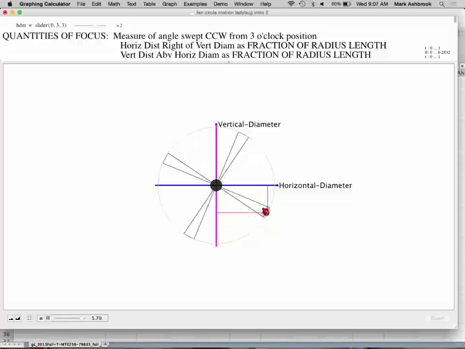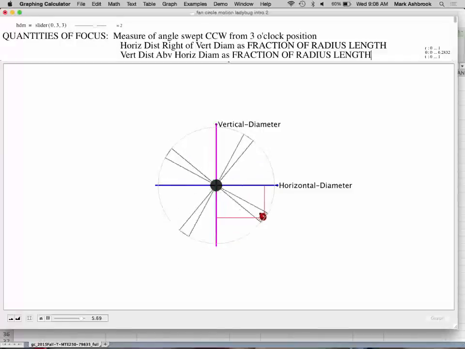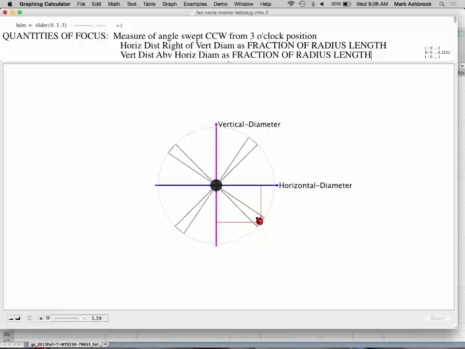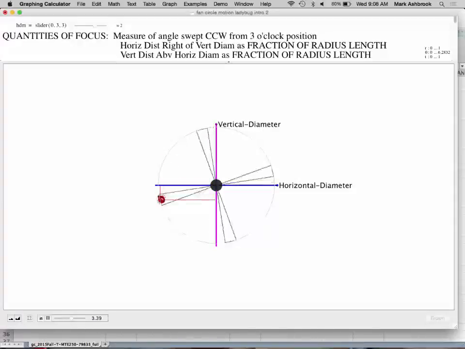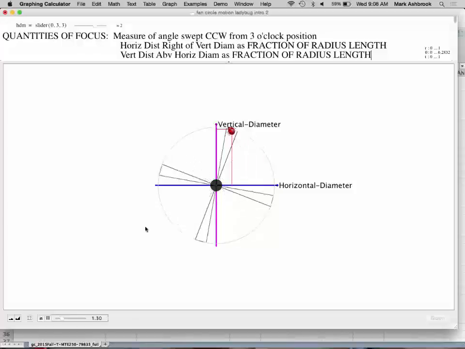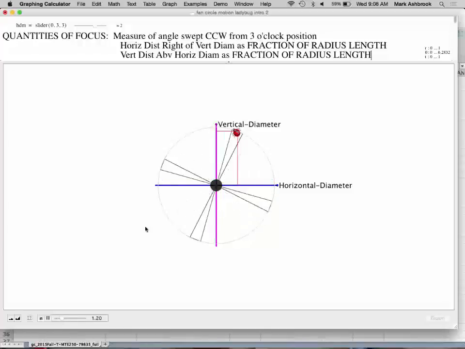For what angle or angles is this vertical distance above the horizontal diameter 0? In one rotation, it's actually 3 times: 0, pi, and 2 pi, the vertical distance is 0.